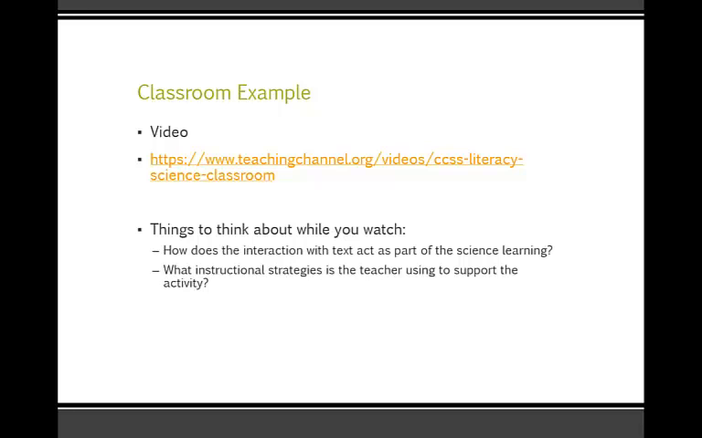And again, you could use a much lower level text. You wouldn't have to use a research-based graduate level article the way that this teacher does. You could even use a video. You could use a leveled reader, any of those things. And then what instructional strategies is the teacher using to support the activity? What is that teacher doing?